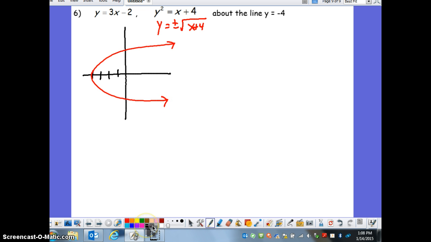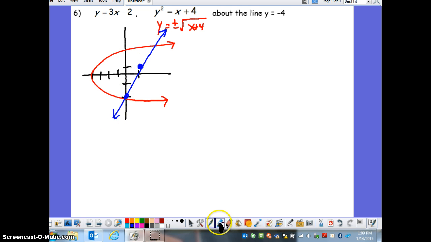Now the next one we have is the 3x minus 2. That's the first one there. So when we go through and do this, this is going to be right here, and that's my negative 2. And then my slope is going to go up 3 and to the right 1. And so that's going to put me right there. So draw that through. I missed my point there.